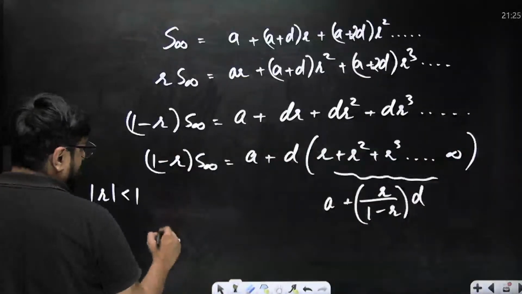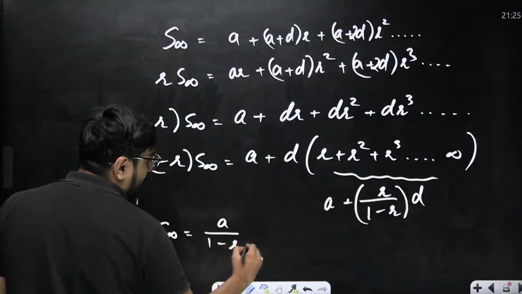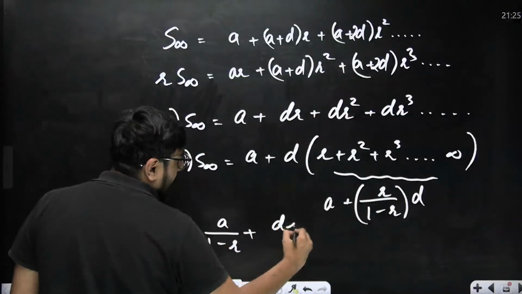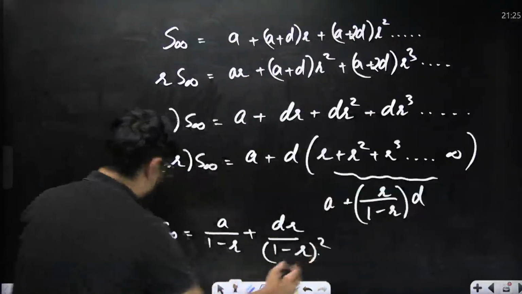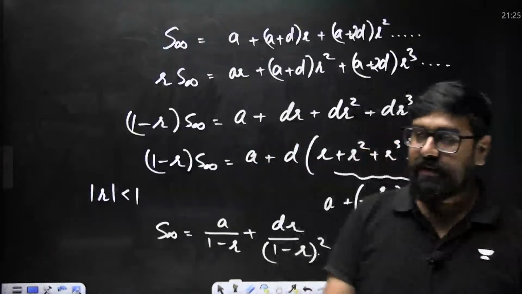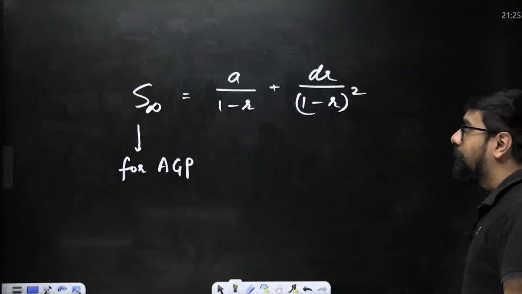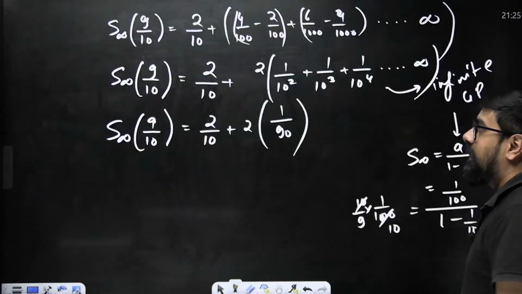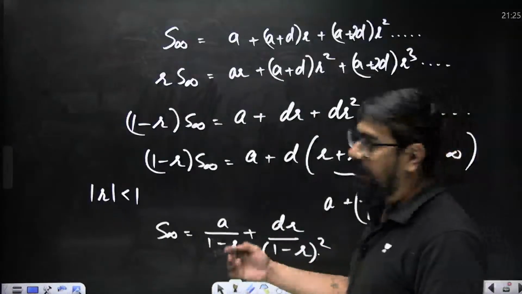When we solve this, we get sum of infinite terms is equal to a upon 1 minus r plus dr upon 1 minus r whole square. This 1 minus r came over. This is how this formula comes. But it's better that we know the approach instead of knowing this formula and mugging this up.